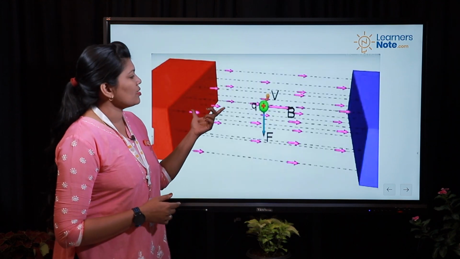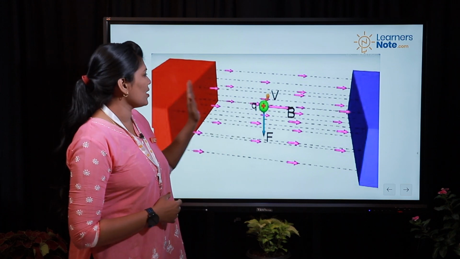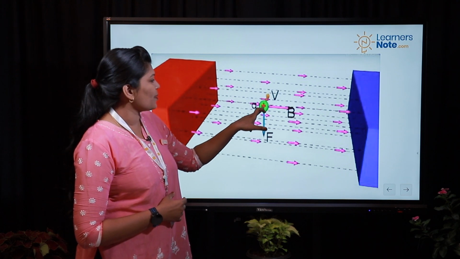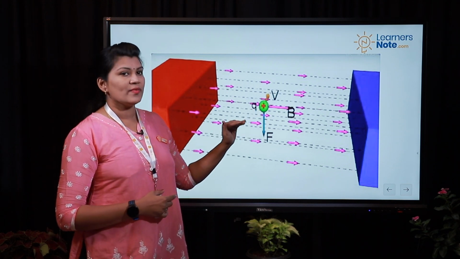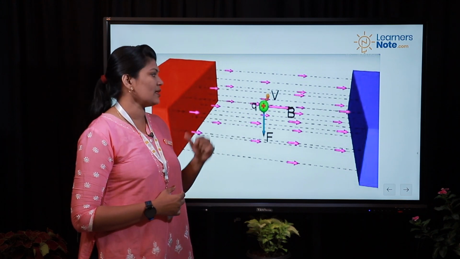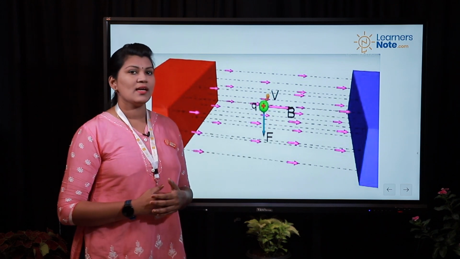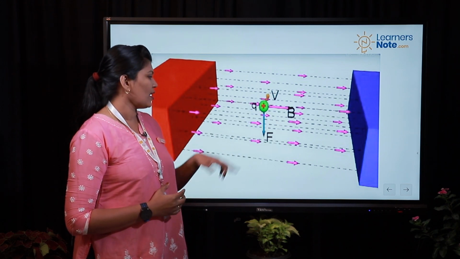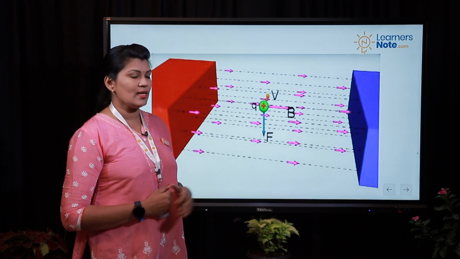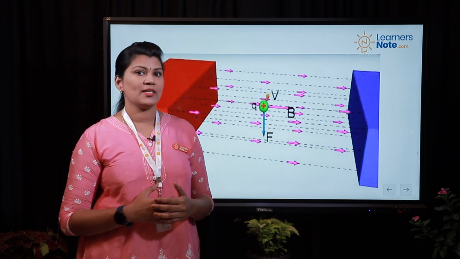Here is the representation of what I have discussed. We have a magnetic field represented by these arrows, and this plus Q is the charged particle which enters perpendicular to the direction of the electric field and magnetic field, moving with a velocity V. B represents the strength of the magnetic field, and F represents the direction of force experienced by this charged particle, and this direction is obtained from Fleming's left hand rule.